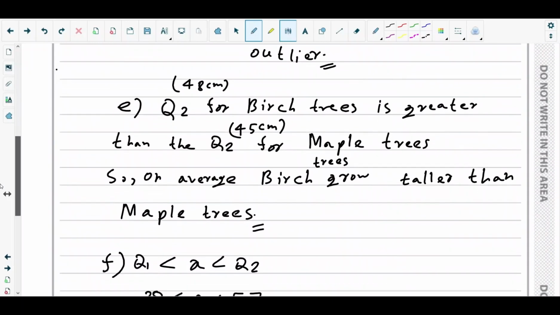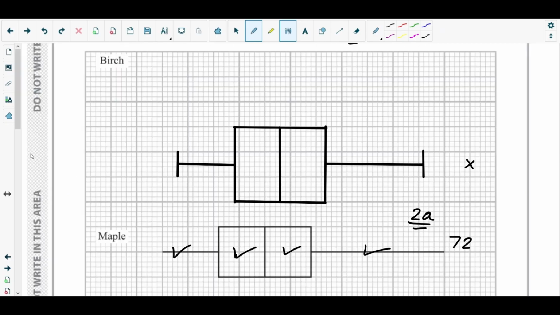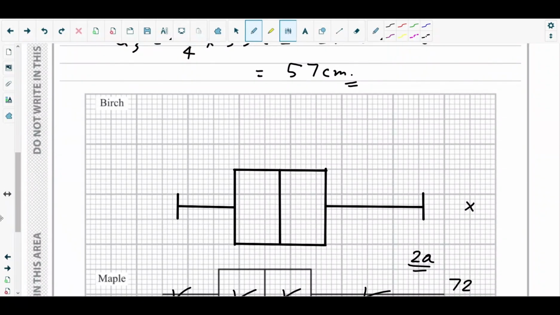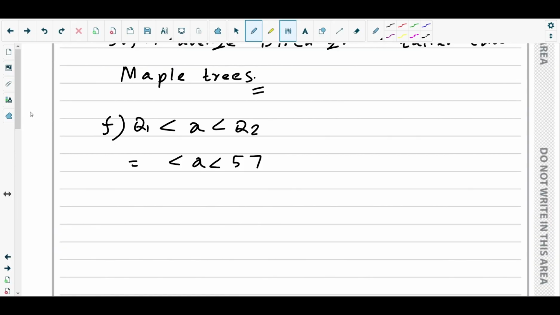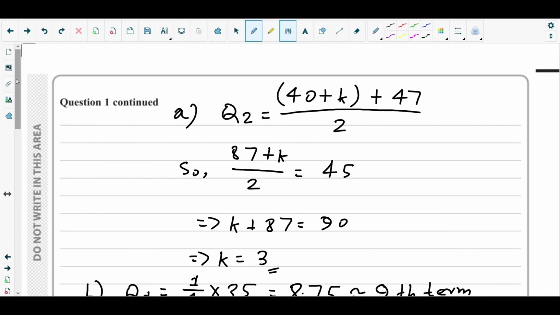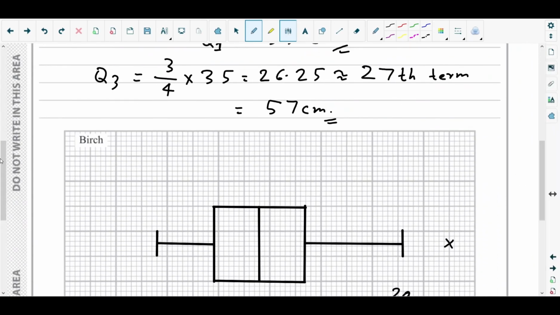The 39 is for the birch trees. So Q1 here should be how much? Let's take the reading from the box plot. It is 36 and 45. Okay, it should be 36 and 45. So if you see, twice of A would be what?